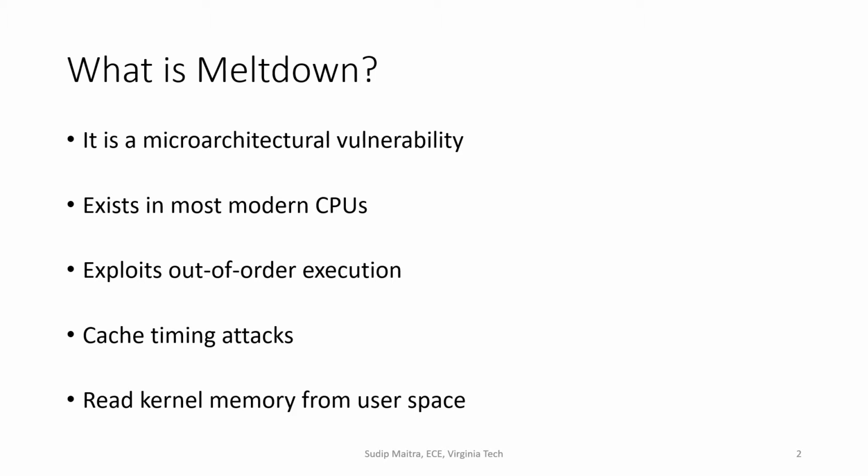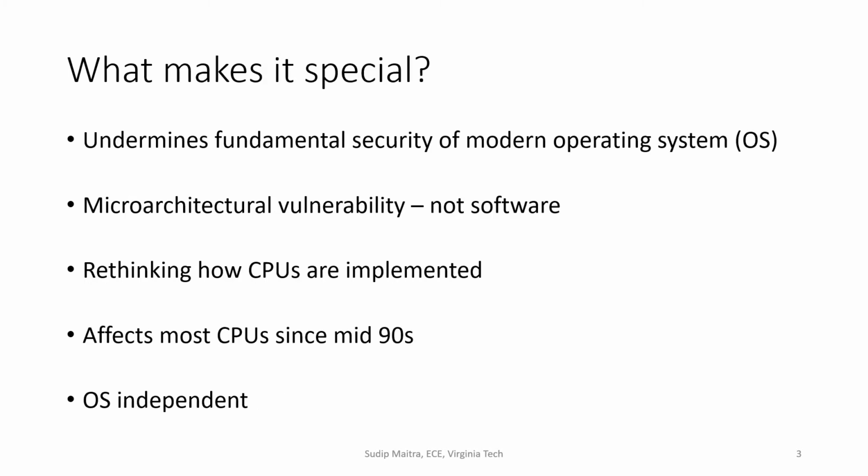Meltdown is a microarchitectural vulnerability that affects millions of devices by exploiting out-of-order execution and cache latency measurements to read kernel memory from an unprivileged user process. So let's see what makes this vulnerability very special.